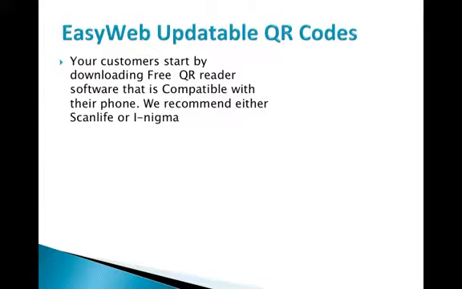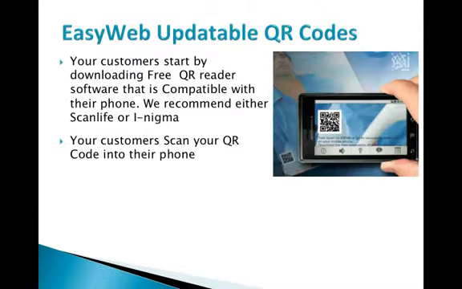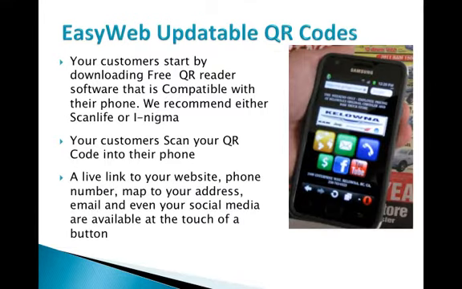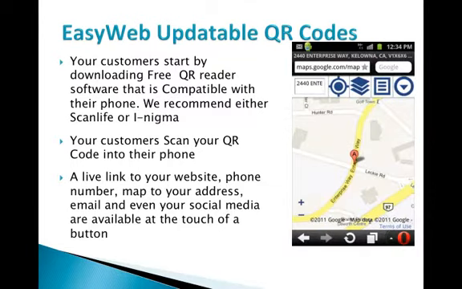Well, to get started with your EasyWeb updatable QR code, your customers simply start by downloading the free QR reader software that's compatible with their phone. And as we mentioned, we recommend either the ScanLife or Enigma. Your customers then scan your QR code into their phone, and a live link to your website, phone number, a map to your address, your email, and even your social media are then available at the touch of a button.